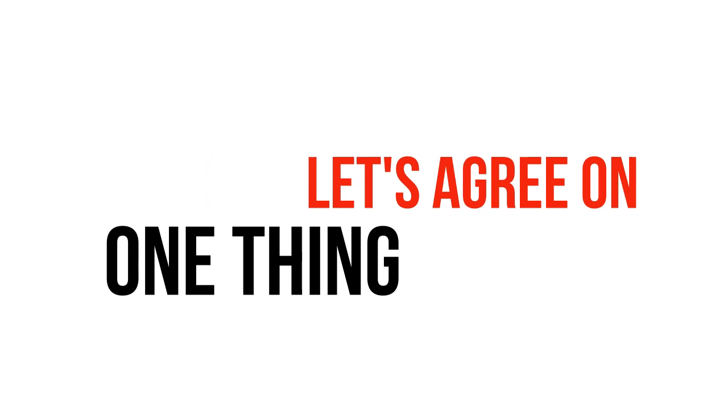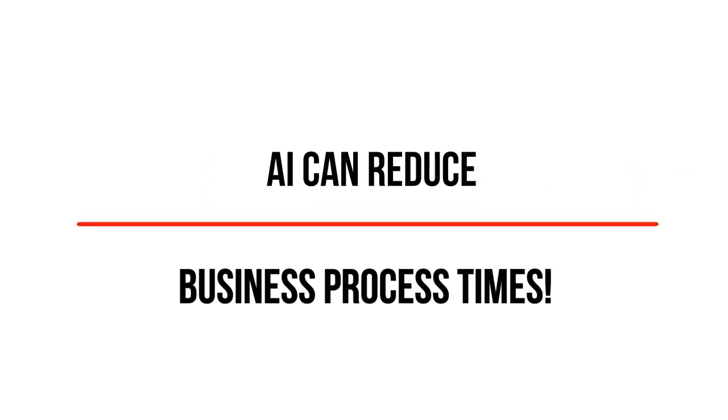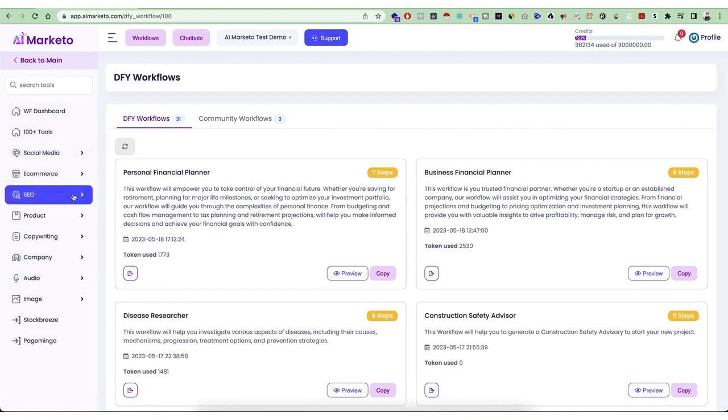Let's agree on one thing. AI can reduce business process times. AI Marketo is an all-in-one AI software powered by 6 different AI engines for all your marketing needs. You can access ready-to-use, done-for-you workflows in different niches to streamline your marketing campaigns. Simply enter a keyword and get done-for-you sales pages, emails, blogs, images, and many more.